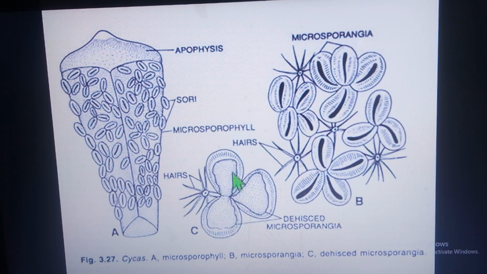But here the microspores start to germinate even before their liberation from the microsporangium. Okay, remember this one important point, that the microspores start germination before their liberation from the microsporangium.